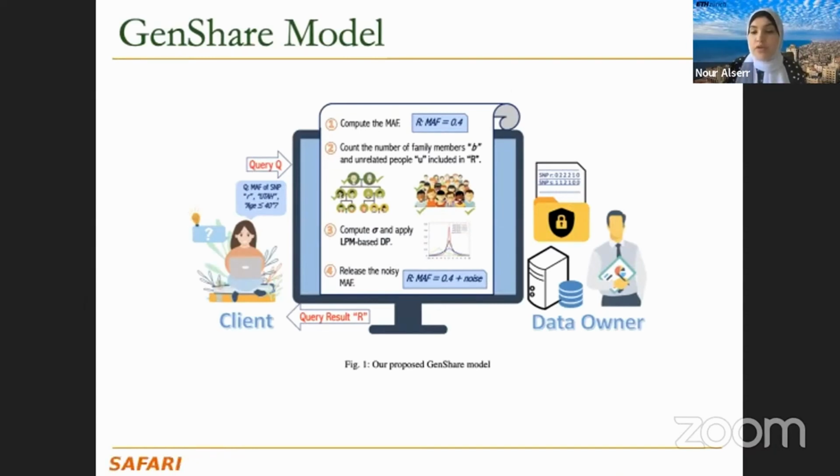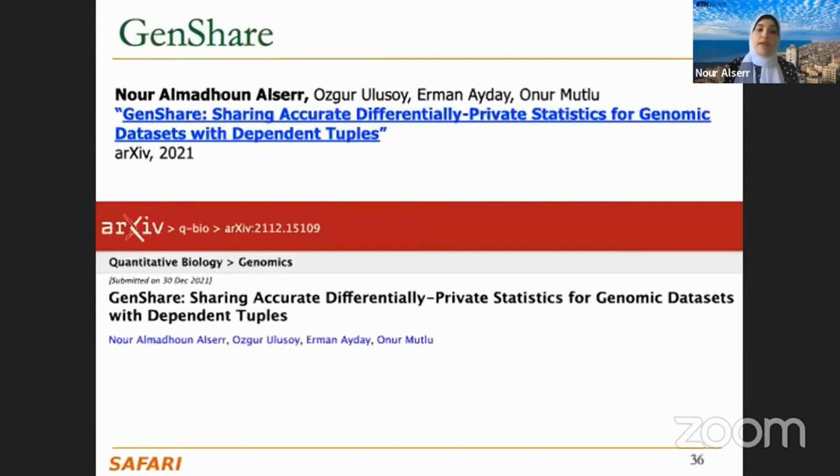You can also find all the details of this paper in the arXiv version here. You can find all the results we have, how we theoretically derive the equations to compute the sensitivity of the query, and also how we use it in different cases: if we have this number of unrelated participants, if we have this number of family members, and so on.